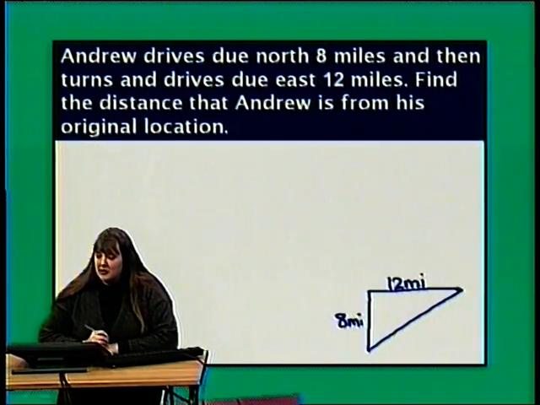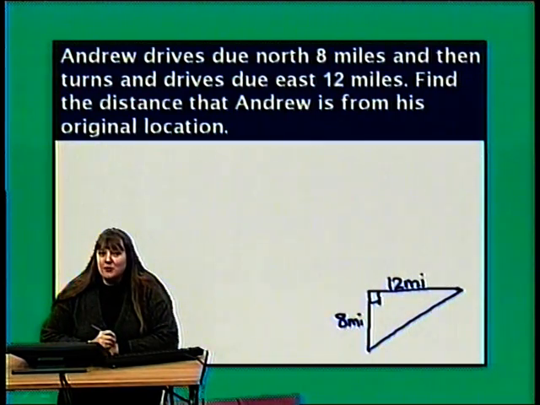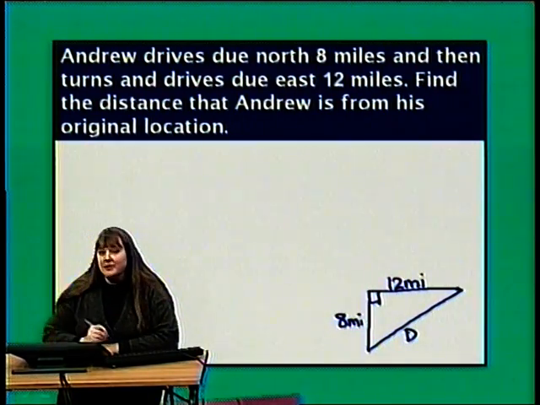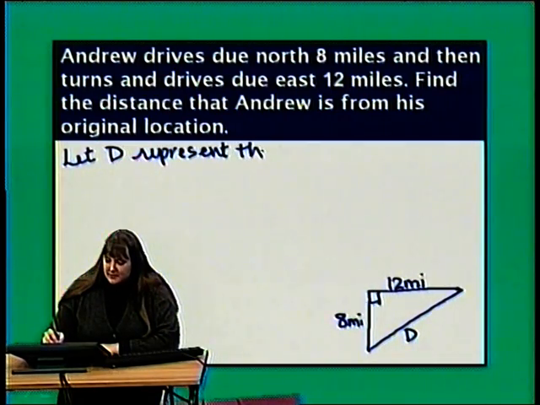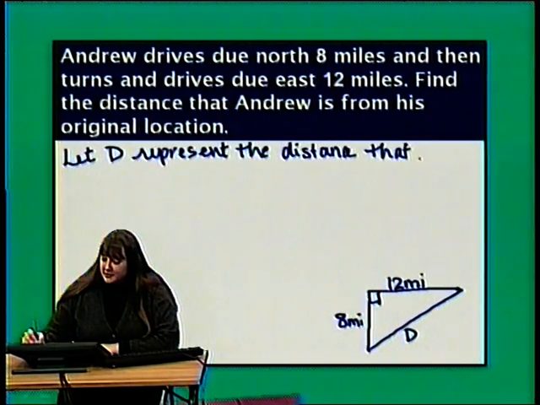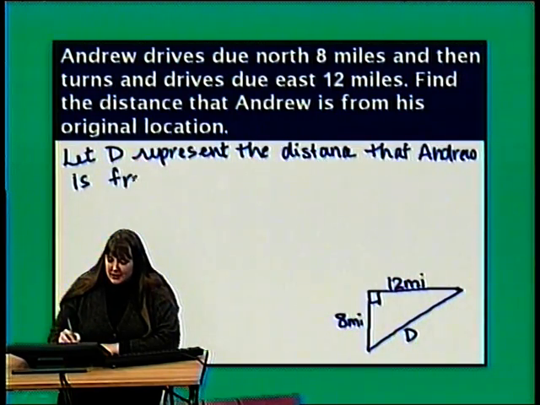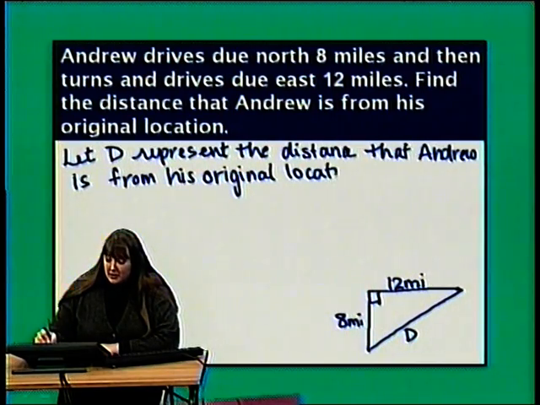Since he drove due north and then due east, these paths meet at a right angle. So I'm looking at a right triangle type problem, and I can apply the Pythagorean theorem. So I'm looking for this distance. I'm going to let d represent the distance that Andrew is from his original location. And here we're measuring in miles.